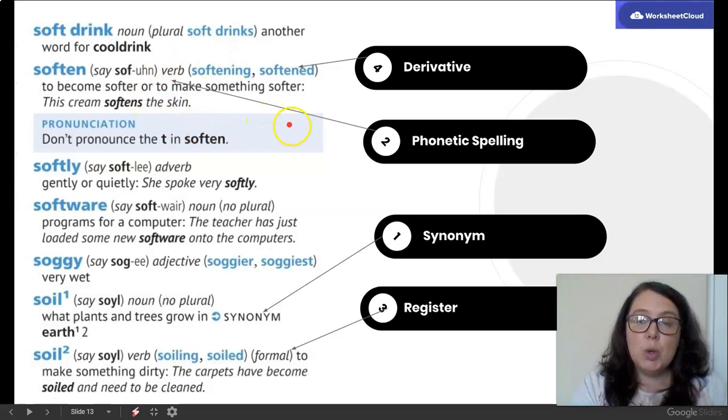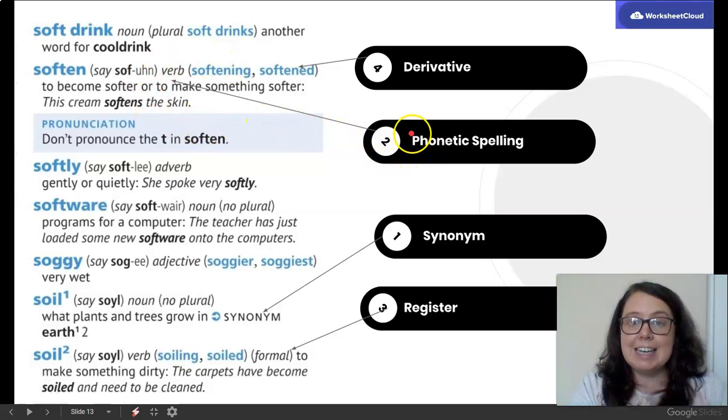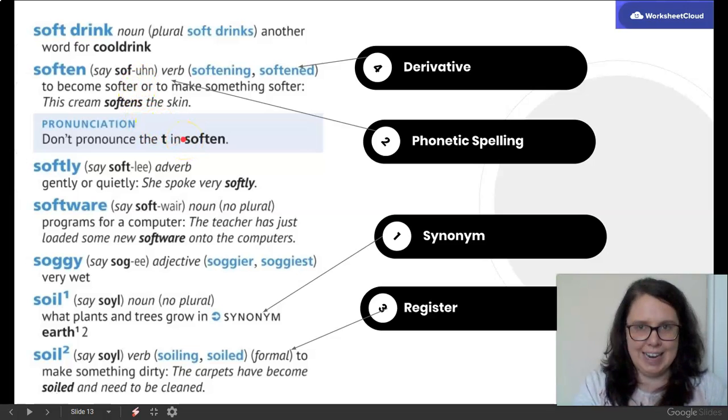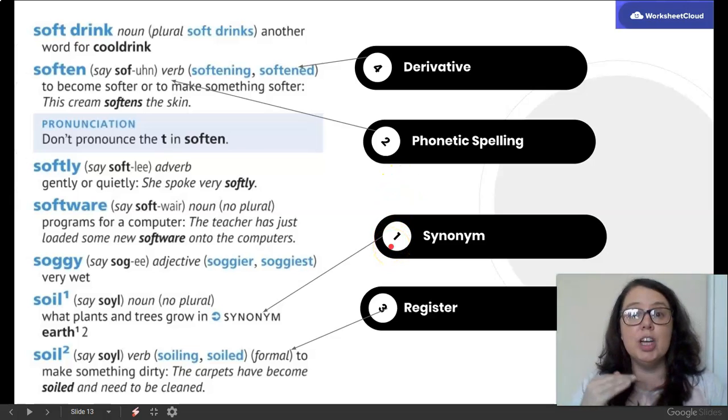This is what I was talking to you about earlier, phonetic spelling. Phonetic spelling is how you pronounce the word. So "soften," we don't pronounce the T. It's not "sof-ten." You pronounce it "sofen," "sofen." Right, so that helps you with the pronunciation. English is a difficult language. Then you can also find synonyms. So that's very good for writing.